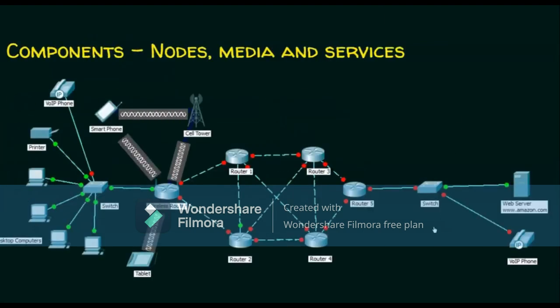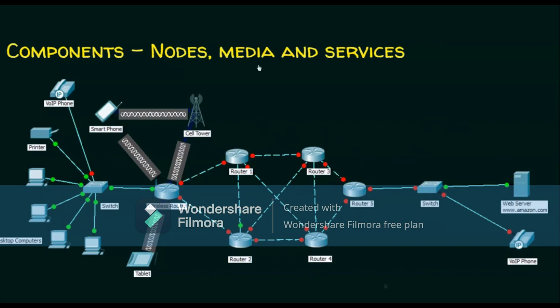There are a lot of end devices and intermediary devices involved in this scenario. These devices, smartphone, voice over IP phone, printers, these desktop computers, tablet and web servers, these are all end devices. Switches, cell phone tower, this wireless router, these routers and this switch, they are intermediary devices. We are done with nodes.